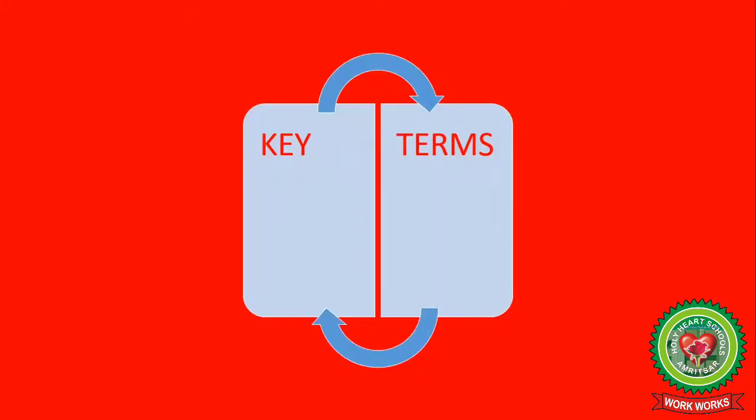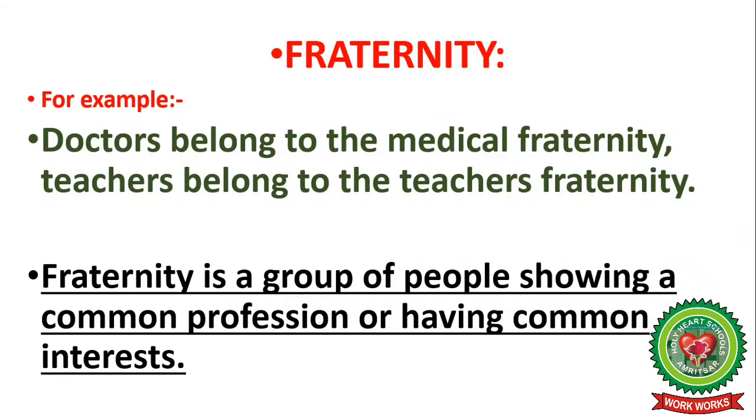Before discussion of these objectives, I would like to discuss the key terms with you. The first key term is fraternity. Now, I will discuss the example first. The doctors belong to the medical fraternity. Teachers belong to the teachers fraternity. Students, have you understood something related to fraternity? Fraternity is a group of people showing a common profession or having common interest, as doctors and teachers belong to the medical and teachers fraternity.